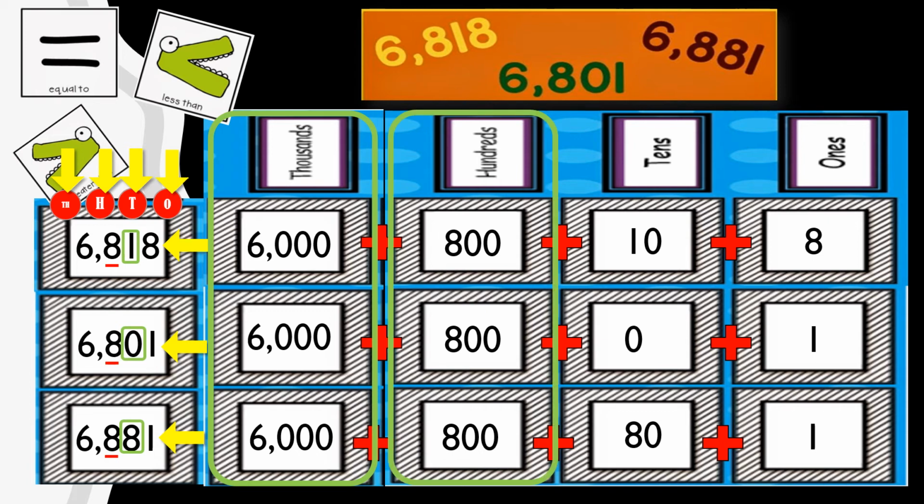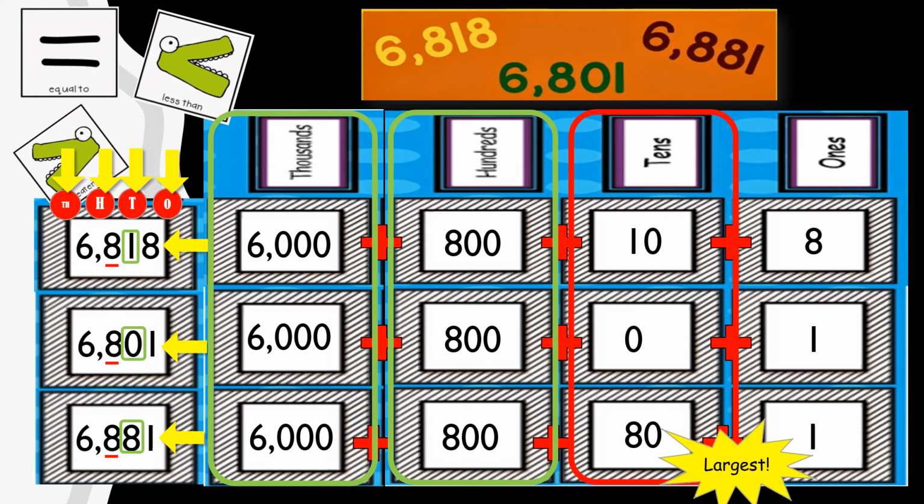the same. My hundreds are the same. But my tens are different. So here is where I compare. Let's see, we have 10, 0, and 80. Which of these numbers is largest? Which of these is smallest? Can you figure it out?